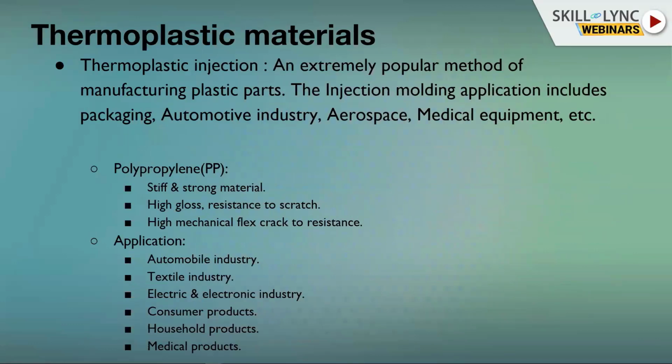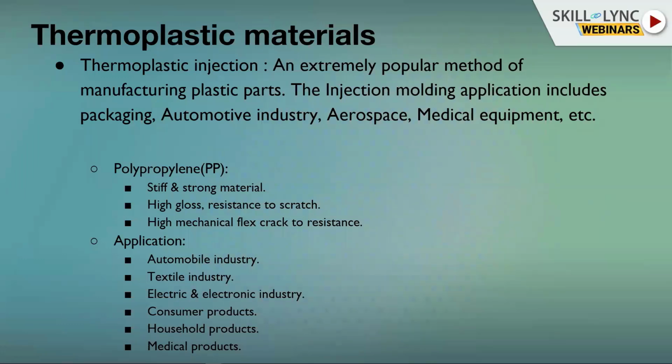Next I will brief you about thermoplastic injection. It's an extremely popular method for manufacturing a plastic part, right? The plastic will be in a liquid state and it will be injected into a mold to get the desired shape. It is used in most industries, with applications including packaging, automotive, aerospace, and also the design of some medical equipment. I will go through some of the material properties and their applications.